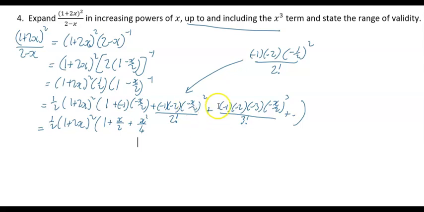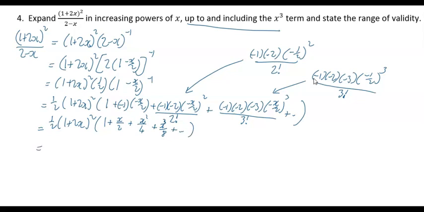Same idea for this one. On my calculator for this one, what I would really put in is minus 1 times minus 2 times minus 3 times minus a half cubed, all over 3 factorial. And then remember, you've got the x cubed term as well. So when you did that, I have got x cubed over 8.